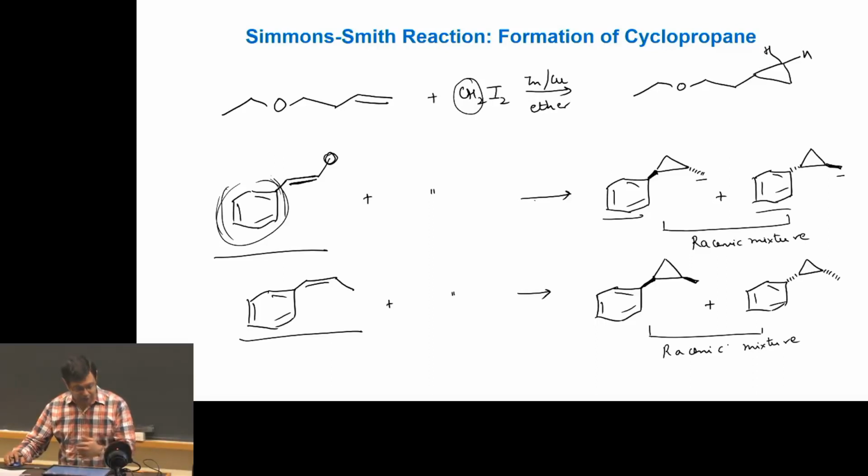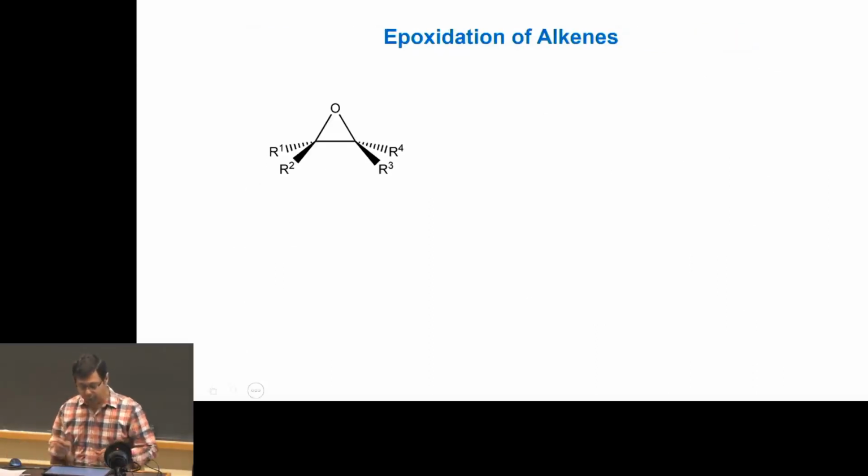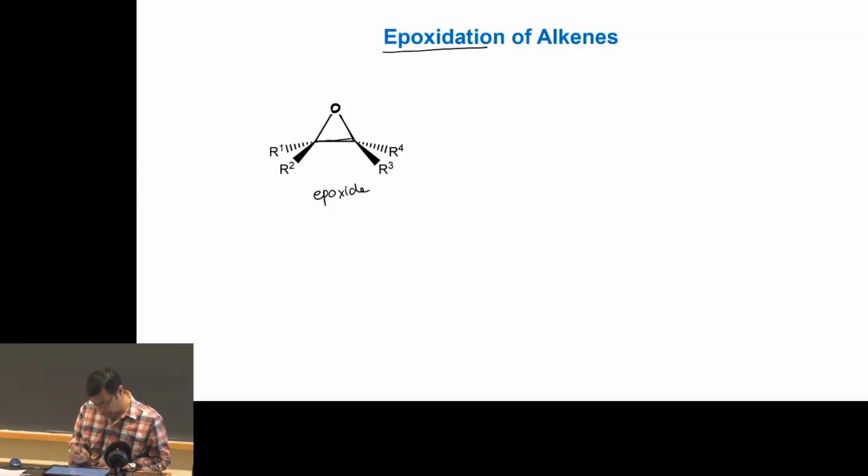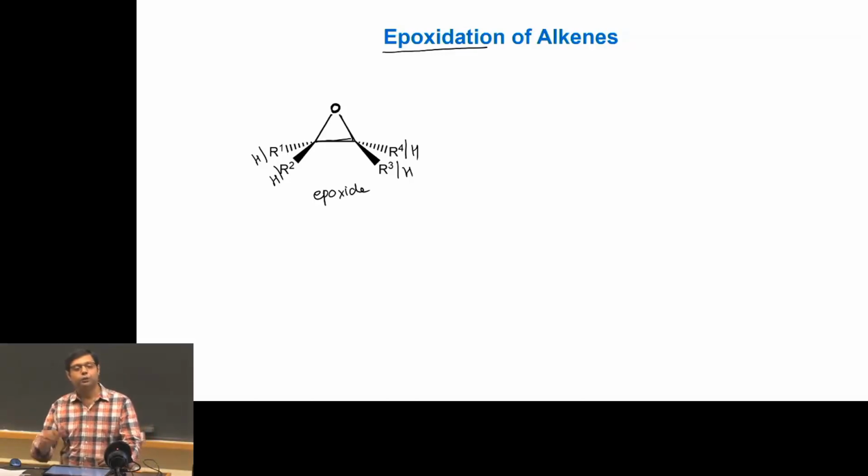The next reaction, a very similar reaction, is called the epoxidation reaction. Now, before we get into the details of epoxidation, let's first understand what an epoxide is. An epoxide is a three-membered ring containing an oxygen. So this is an epoxide. Now to the epoxide, you can have R groups attached to it, or you can have hydrogens attached to it, or a mix of hydrogens and R groups.